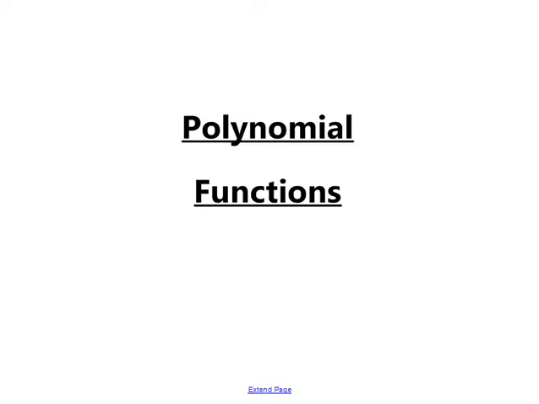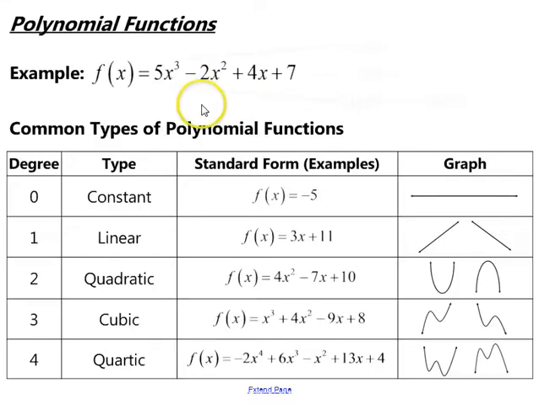Polynomial functions. So generally speaking, when you write a polynomial function in standard form, you want to write the terms so that the exponents are in decreasing order. So you start with the largest exponent and then you go in order until you get to an exponent of 0. Once it's in standard form, the degree of the function refers to that highest exponent.